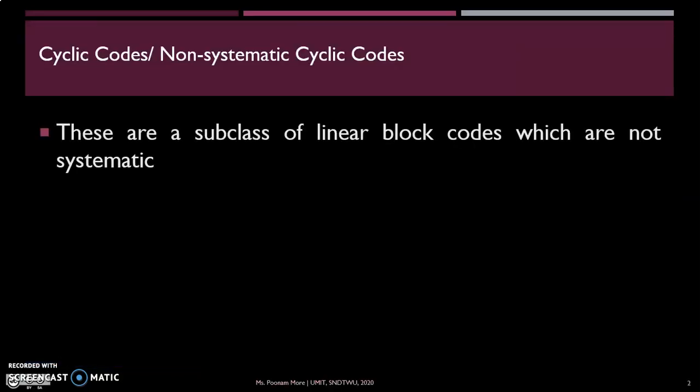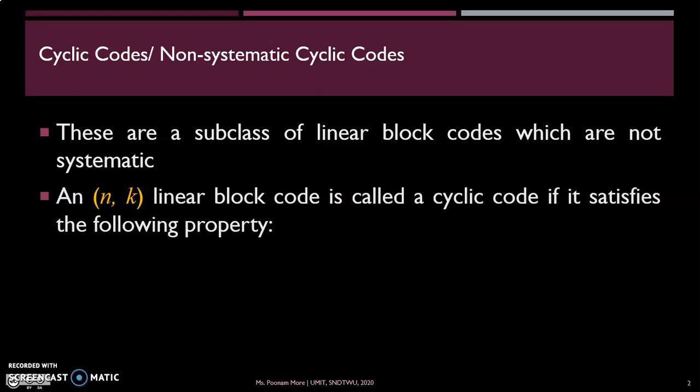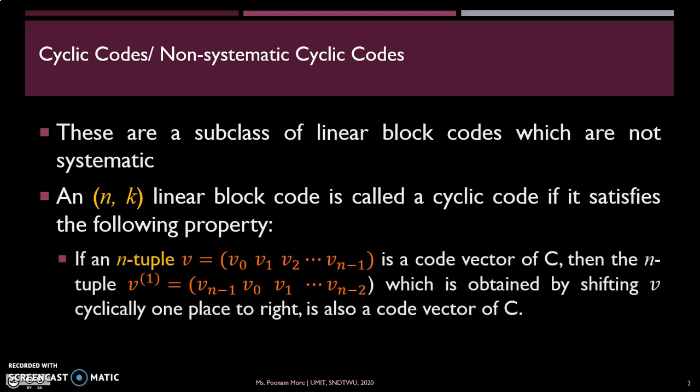Let's first discuss the definition of a cyclic code, which is also known as a non-systematic cyclic code. These are a subclass of linear block codes which are not systematic. An (n, k) linear block code is called a cyclic or non-systematic cyclic code if it satisfies the following property.